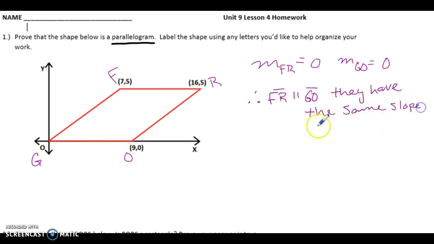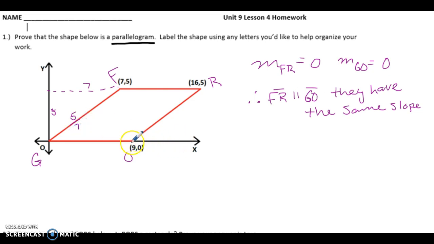Alright, so now you want to look at the other pair of sides, which would be GF and OR. Now this isn't on a graph, but they're giving you some coordinates for F and R. So if you're counting the slope, you need to picture counting the rise and the run. I would be going up to the Y value, which is 5, and going over to the X value, which is 7, making my slope for this be 5 over 7.